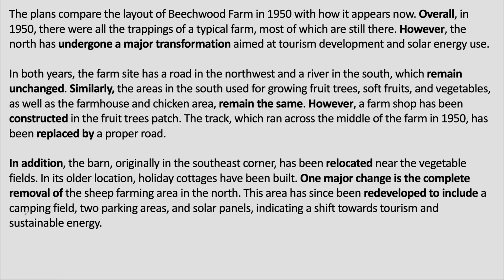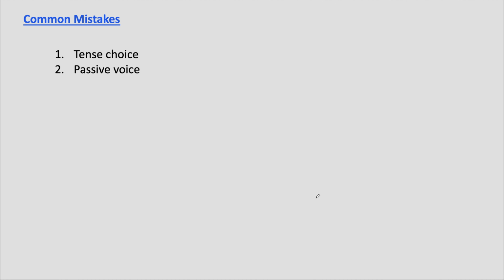You'll notice a lot of present perfect tense in the answer. For example, has undergone, has been constructed, and has been redeveloped. We use this tense because we are describing changes over time, not events at one single moment. Next, notice the passive voice.